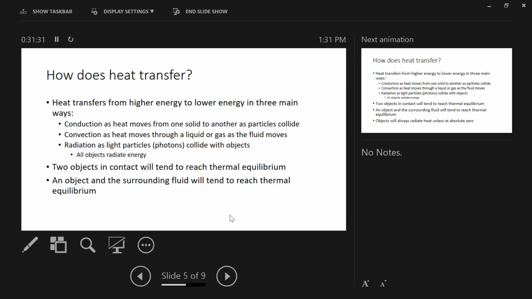In the morning, the air blowing into this room is really hot. Now during the day, the heater's not really on, it kicks on every now and again. But an object and the surrounding fluid will tend to reach thermal equilibrium as well.